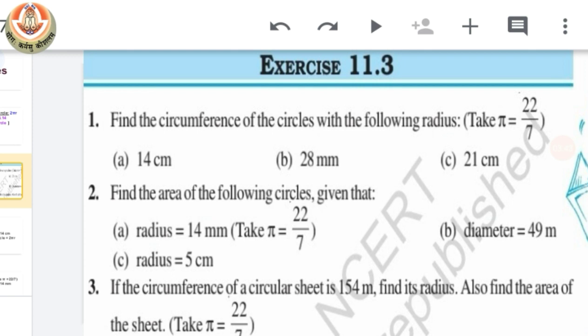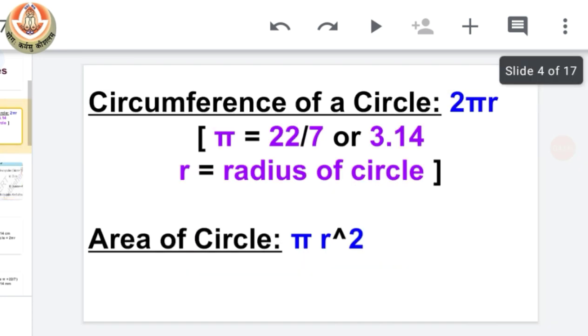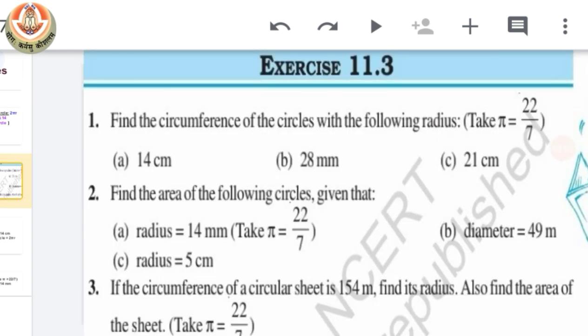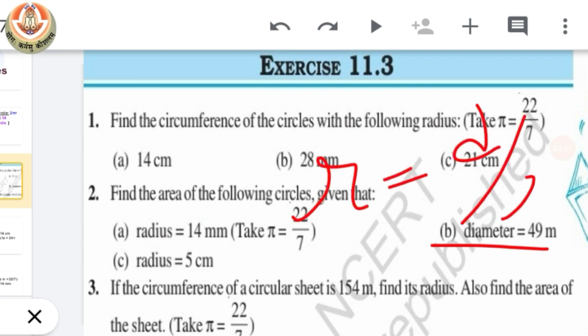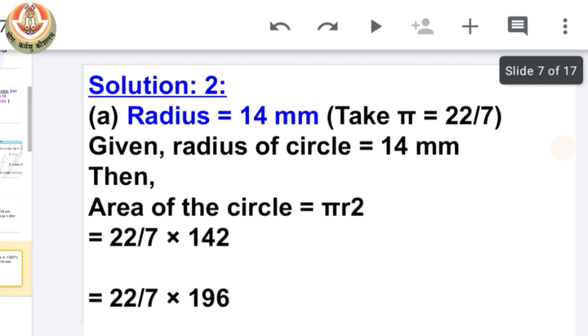Question number 2. The question is find the area of the following circle. Now in this question we have to find the area. That means we have to use the formula for area of circle, that is pi r square. Okay. Formula for area of circle is pi r square. So we are given 3 radii and we have to find the area of each circle. In the B part we are given the diameter. So first we have to convert it into radius, and we all know that radius is half of diameter. Okay. So let's see how we have to solve it.